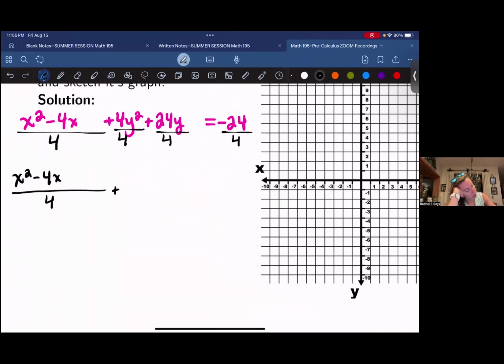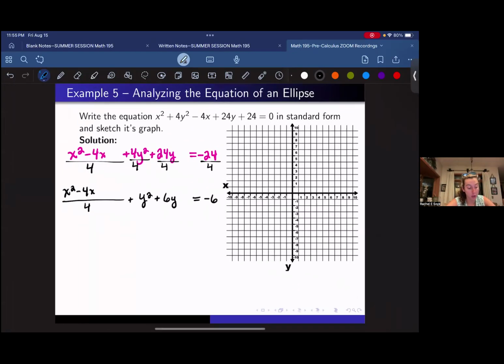Plus y squared plus 6y, a little bit more space, is equal to negative 6. Great. Now, very similar to circles, when we want to get out of this general equation format and put it into our standard form, we need to be able to complete the square, but because we have two different variables, our x and our y, we are going to be completing the square two separate times.